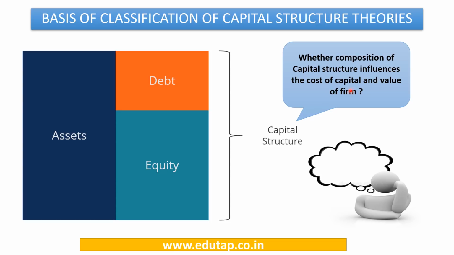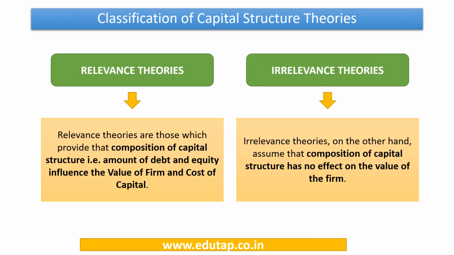Now the different theories are there. Some say that yes, this is important, and some say no, this is irrelevant. On the basis of this question, we have divided the capital structure theories into relevance theories and irrelevance theories. Relevance theories are the ones which feel that the composition of capital structure is relevant in determining the value of the firm and the cost of capital. So it says that how much debt and how much equity is there in the capital structure is going to influence the value of the firm and the cost of capital.